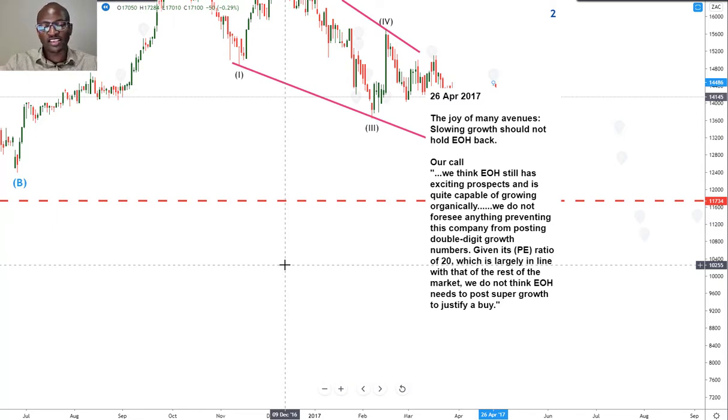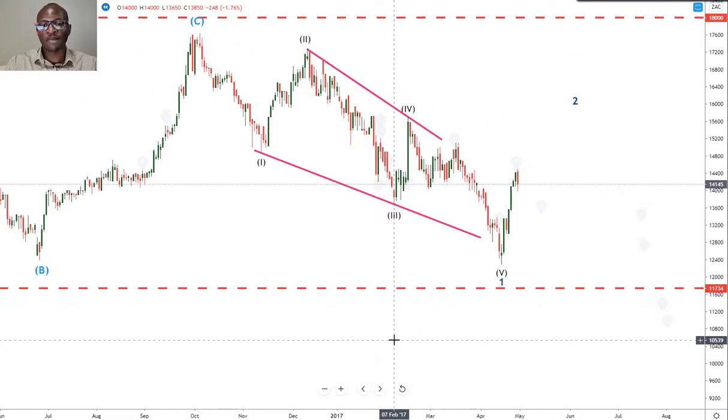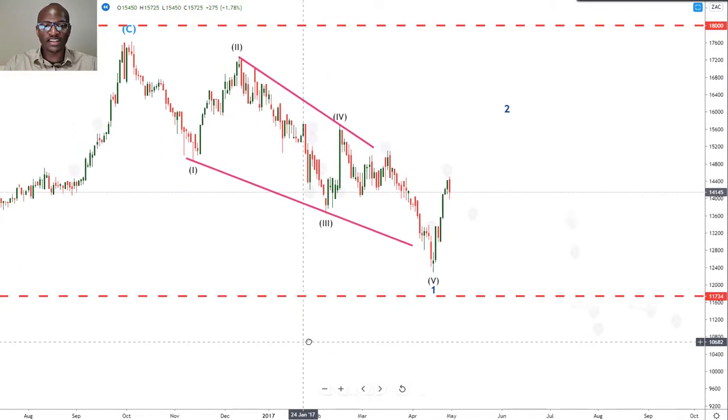And again, this was a group of analysts who were covering EOH, and they had this to say: "We think EOH still has exciting prospects and is quite capable of growing organically. We do not foresee anything preventing this company from posting double-digit growth numbers. Given its PE ratio of 20, which is largely in line with that of the rest of the market, we do not think EOH needs to post super growth to justify a buy." So again, buy signals, buy recommendations coming from analysts.